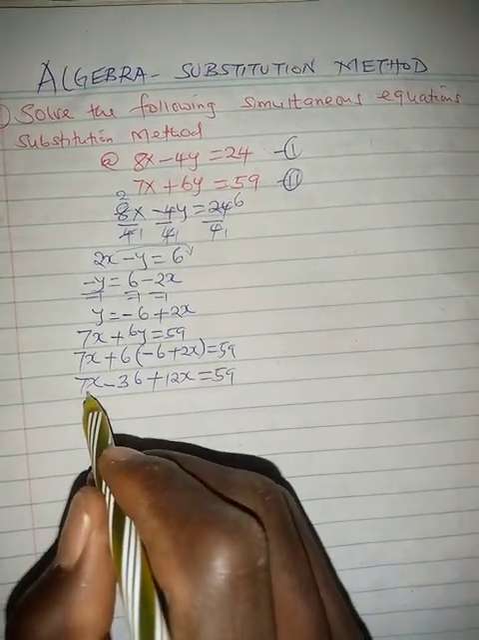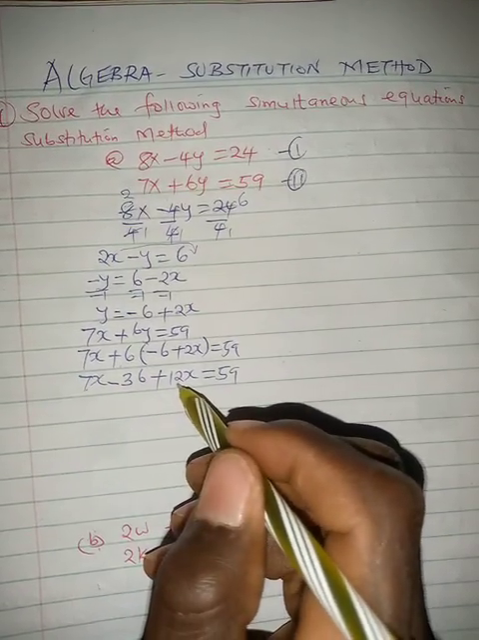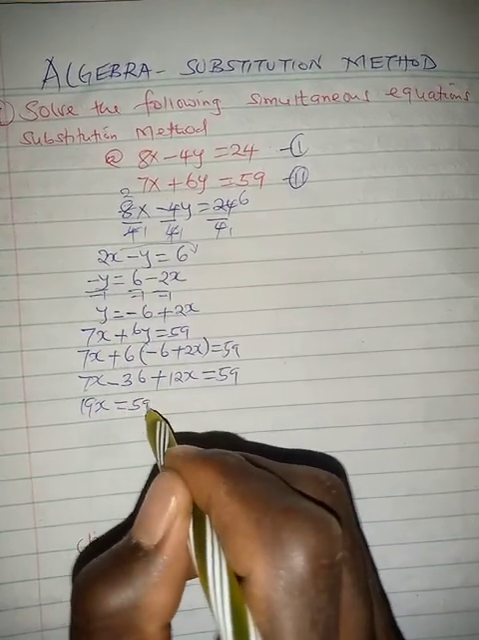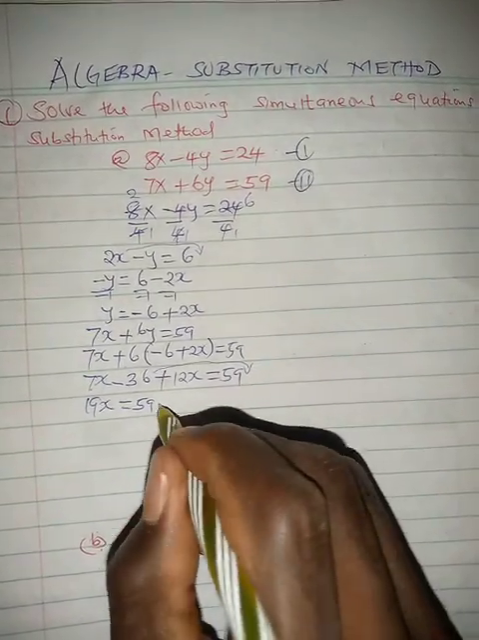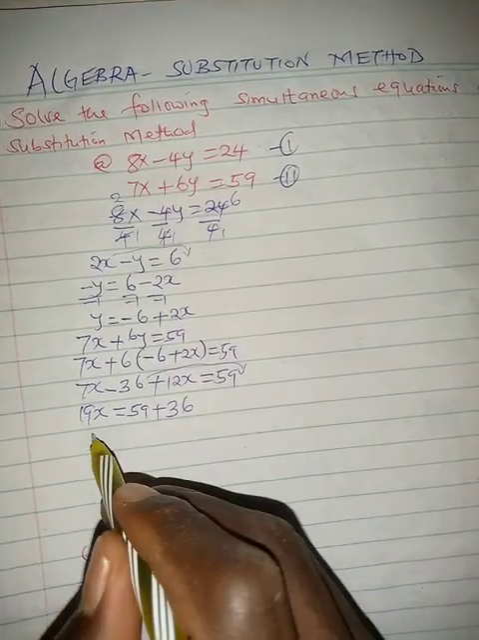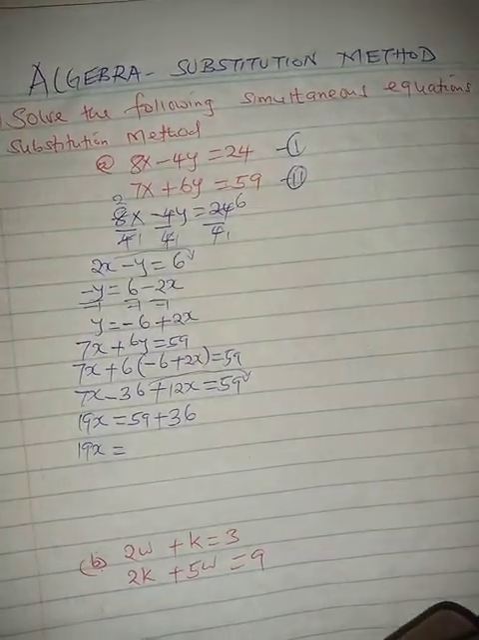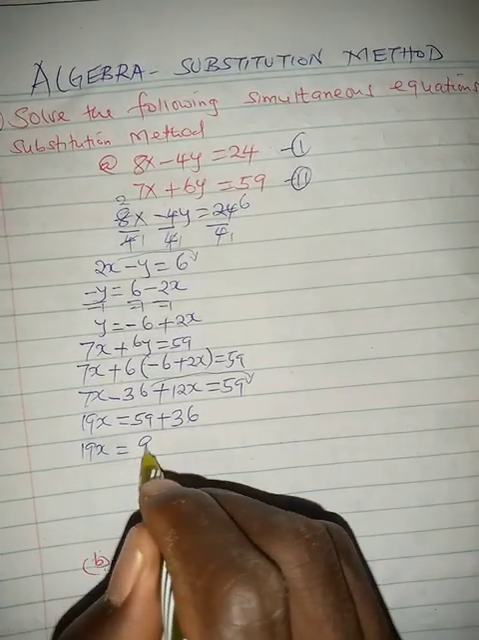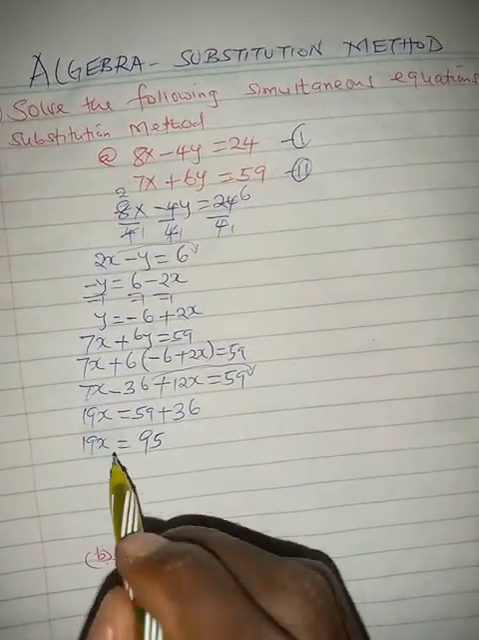This one, you group the like terms together. 7x plus 12x will be 19x is equals to 59. Then negative 36 crosses the equal sign, so it becomes positive 36. This is 19x is equals to 59 plus 36, which will give us 95.